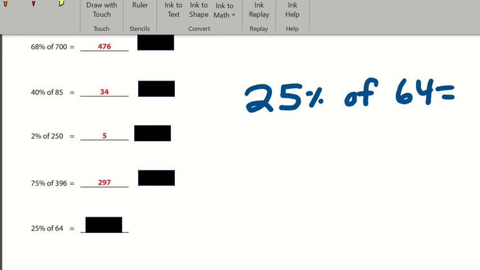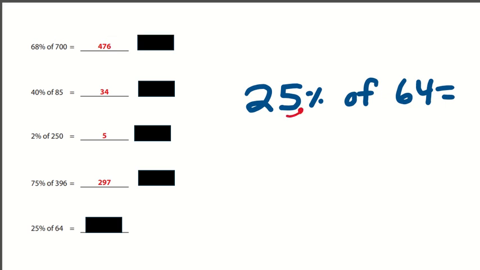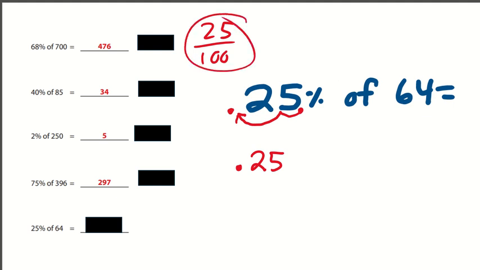And now I'm going to go ahead and move the decimal 2 places to the left, which now turns 25% into 25 hundredths, which makes sense if you think about it, because you can write 25% as 25 over 100, and the name of that is literally 25 hundredths. And I'm going to multiply that by 64 to find out what 25% of 64 is. 0.25 times 64 gives me the number 16.